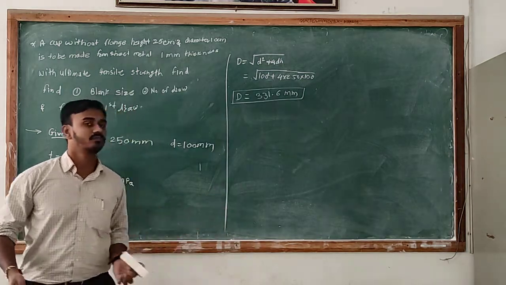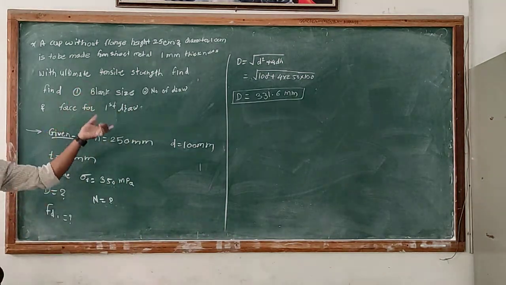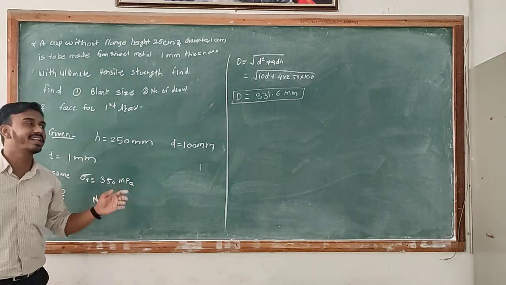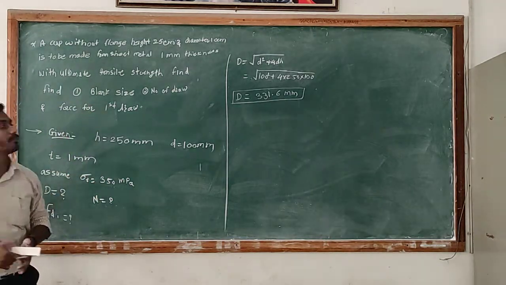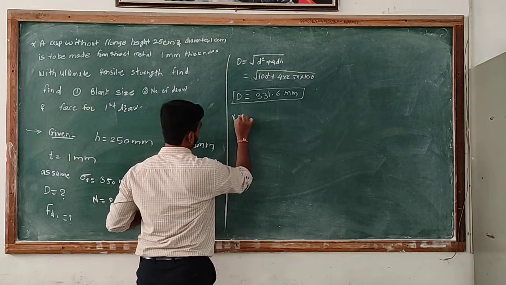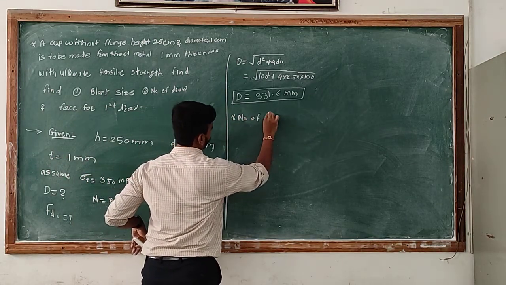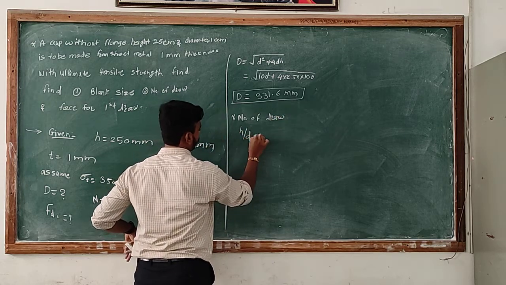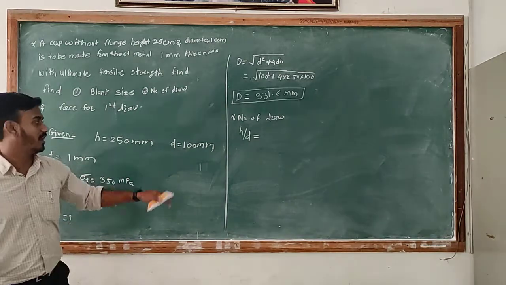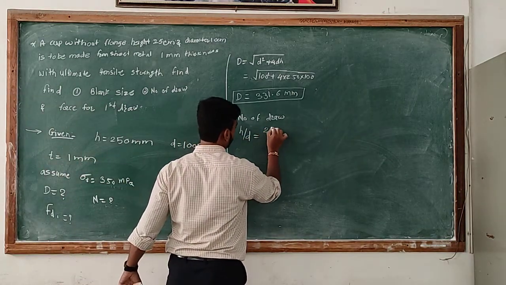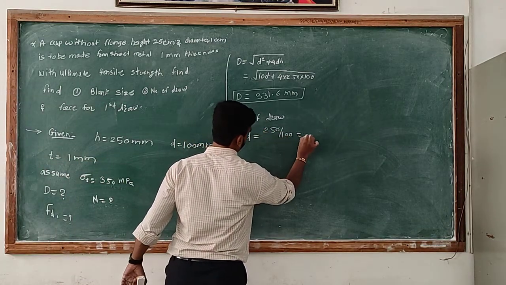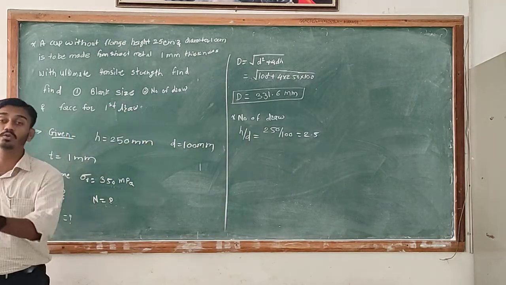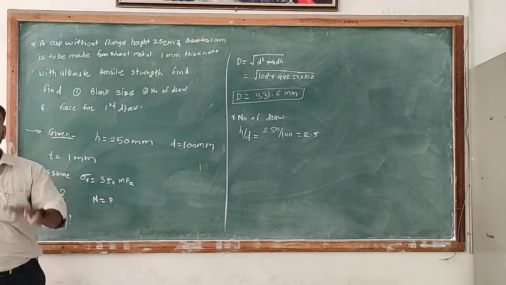Now, in this numerical they did not mention that we should consider the trimming allowance, so we will neglect the trimming allowance. Now they ask for the number of draws. What is the formula to calculate the number of draws? H by D. H is 250, D is 100, so it is equal to 2.5, and its value lies between 1.5 to 3. So the number of draws is equal to 3.